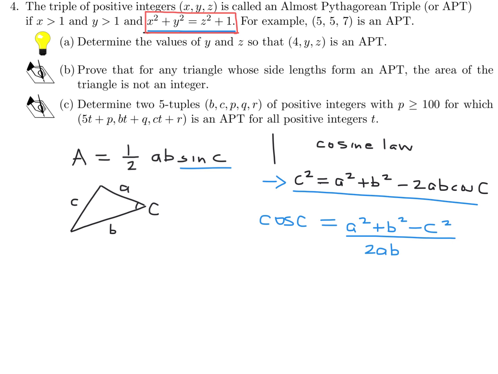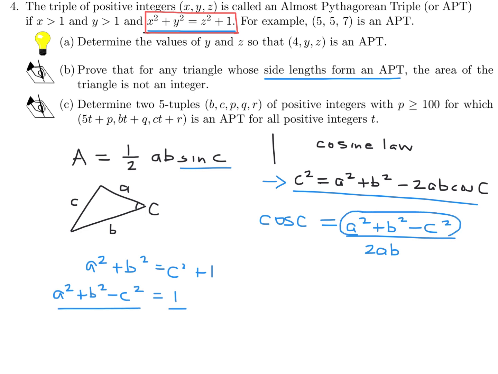In our case, our letters are A, B, and C. Well, I made them A, B, and C. So if I use the same letters, since this triangle has sides that form an APT, then that means that A squared plus B squared is equal to C squared plus 1. So that means that A squared plus B squared minus C squared is equal to 1. So this numerator is exactly that, which is equal to 1. So I just put that there. And that very nicely gives me cos C is equal to 1 over 2AB. Okay, we're getting somewhere, I think.